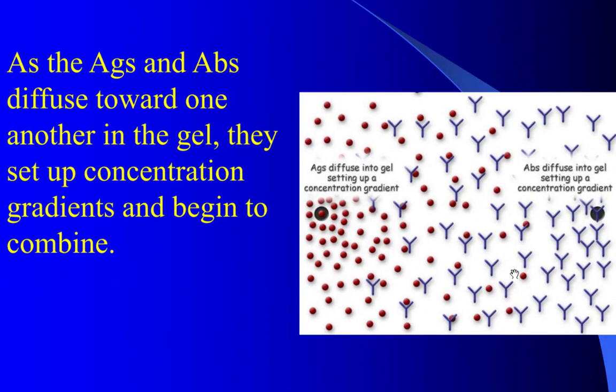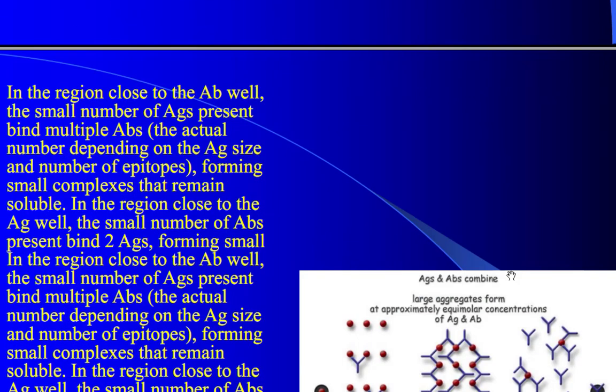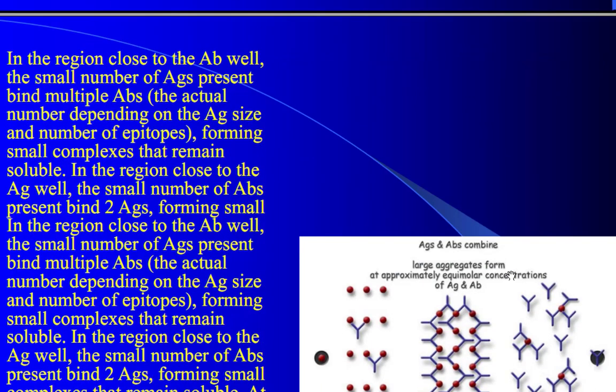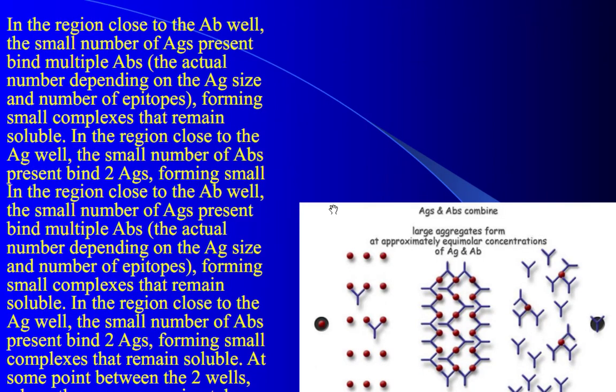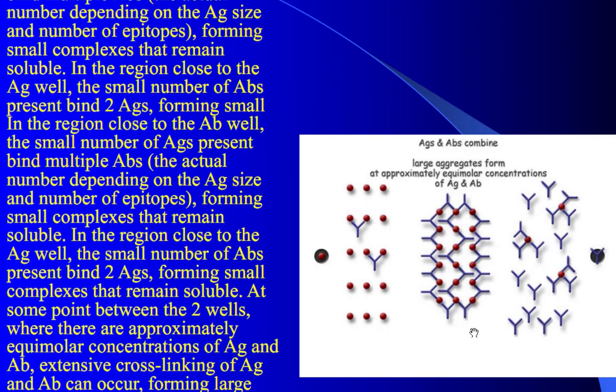As the antigen and antibodies diffuse toward one another in the gel, they set up a concentration gradient and begin to combine. In the region close to the antibody well, the small number of antigen present bind multiple antibody. The actual number depends on the antigen size and the number of epitopes, forming small complexes that remain soluble in the region close to the antigen well.